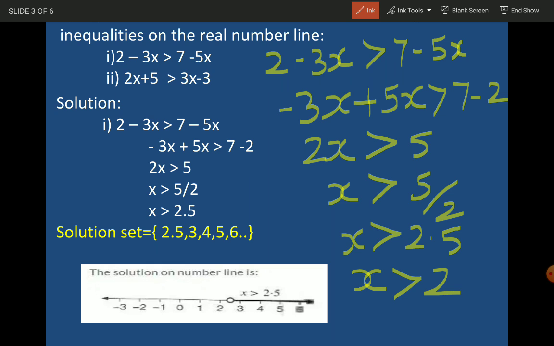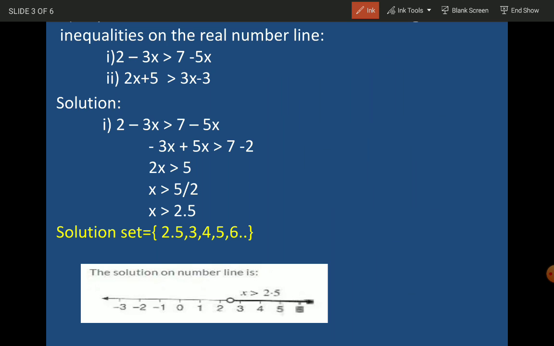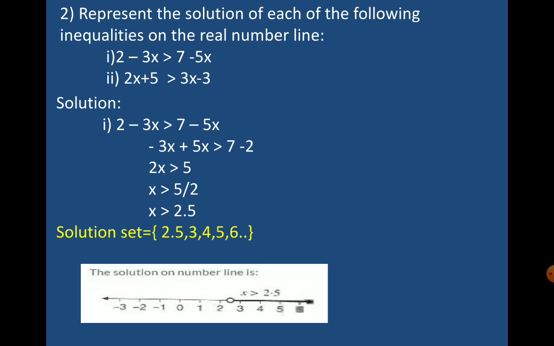So here the dark line represents the solution on the number line. On the x-axis, the dark line is the number line of this sum. It represents the number line from 2.5, 3, 4, 5, etc. It will go up to larger numbers. Okay, let us solve another sum.